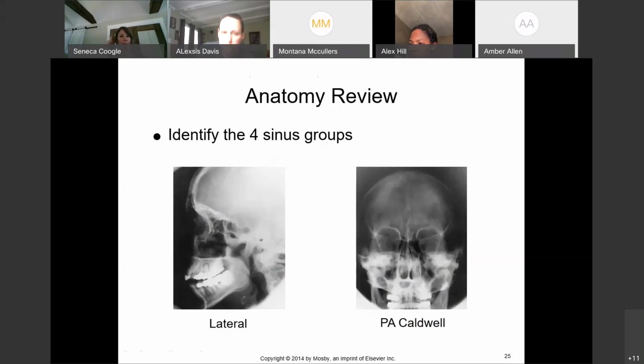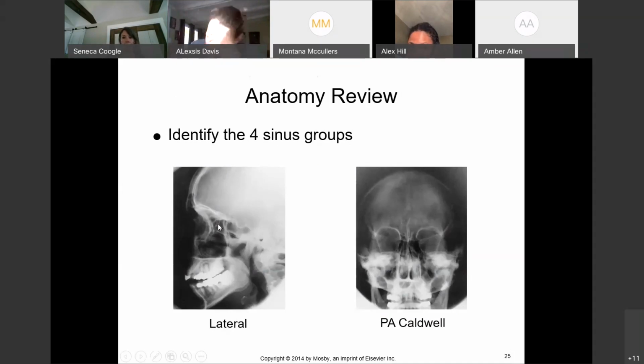All right, so your anatomy, you have the 4 sinus groups. The lateral projection is the really good one that displays all 4 sets of sinuses. So you are always going to do a lateral sinus x-ray as part of the general routine, always. So you can see the sphenoid right under the sella turcica. It's right here.